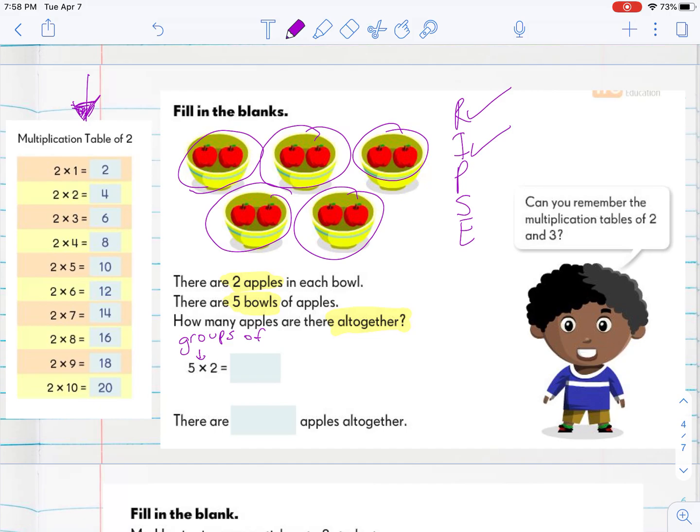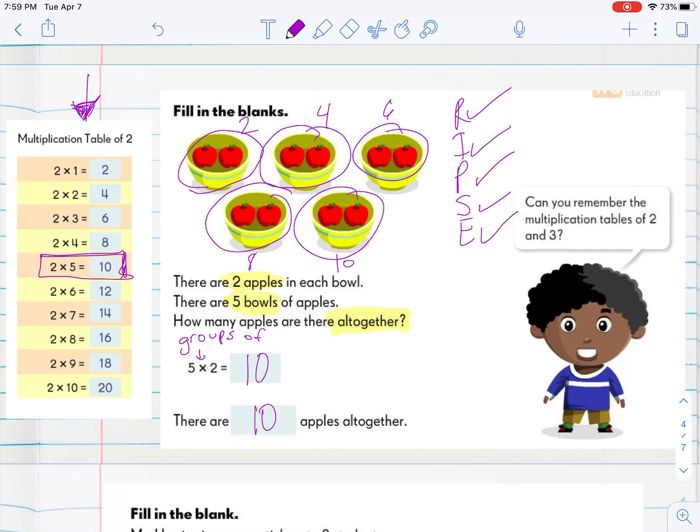5 groups of 2. So we can go ahead and skip count by 2 to solve, because we already have a plan here. 2, 4, 6, 8, 10. I see a total of 10 apples. Now to evaluate, we can check the multiplication table of 2. And it does tell us here that 2 times 5 is indeed 10. Okay? So there are 10 apples all together.